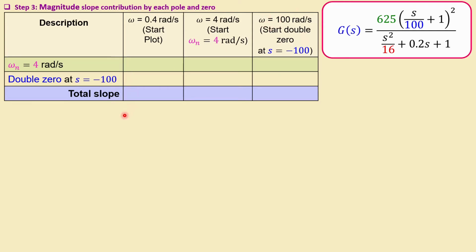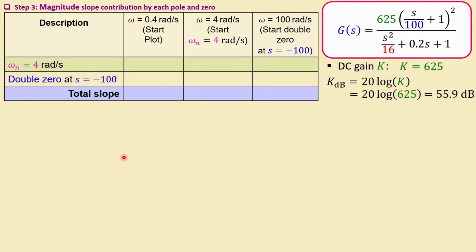Now we know for a first order pole, the slope is minus 20 dB per decade. But if you have a second order pole, that will be 2 times that value, so minus 40 dB per decade. The DC gain stays the same, so before that you will see it is just 0 dB per decade. But from here it has a slope of minus 40 dB per decade, and it keeps that slope up to higher frequencies, up to infinity.